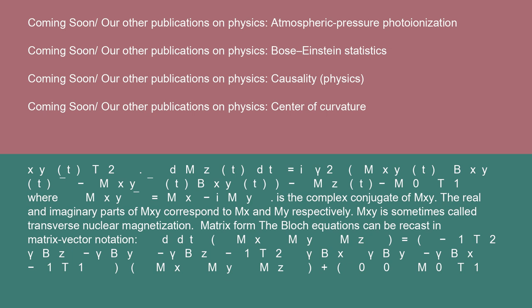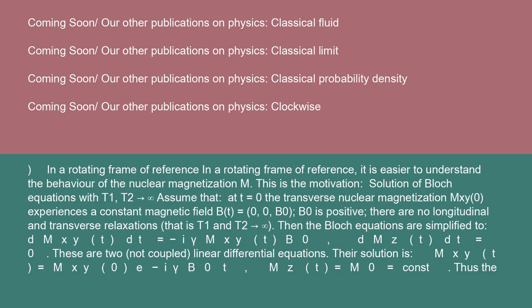Matrix form: the Bloch equations can be recast in matrix-vector notation. d/dt (Mx, My, Mz) = [[−1/T2, gamma Bz, −gamma By], [−gamma Bz, −1/T2, gamma Bx], [gamma By, −gamma Bx, −1/T1]] (Mx, My, Mz) + (0, 0, M0/T1).